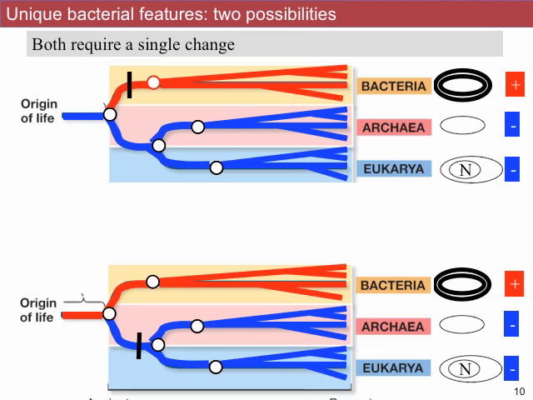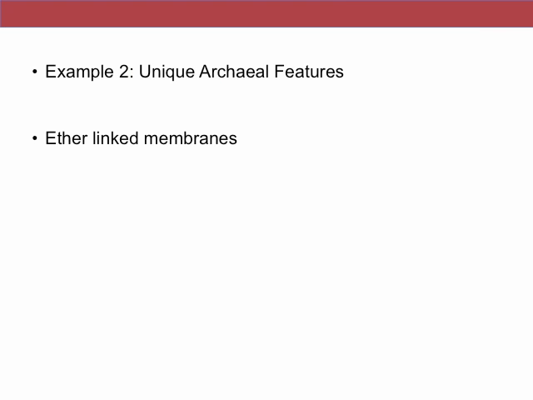So here's one possible scenario. The most recent common ancestor of the three domains of life had peptidoglycan, and then it was lost in the lineage leading up to the common ancestor of archaea and eukaryotes. A second possibility is that it was absent from the most recent common ancestor and gained in the lineage leading up to the common ancestor of all bacteria.